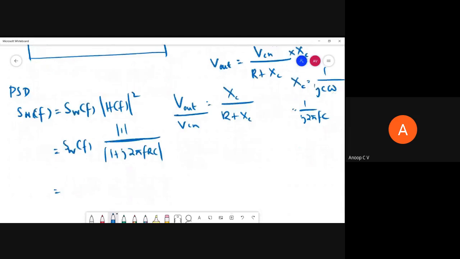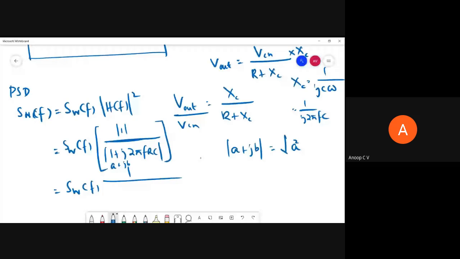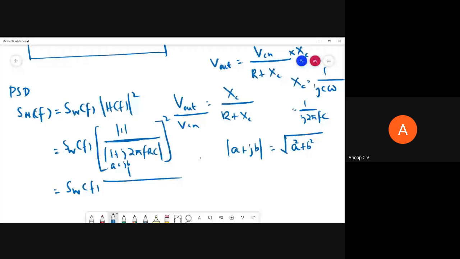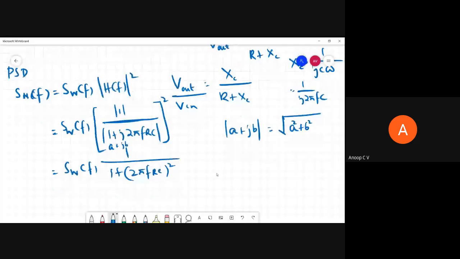So this will be SW of f into mod of 1, which is 1 itself. The mod of a complex number A plus jB is the root of A squared plus B squared. So the mod of 1 plus j 2 pi f RC will be the root of 1 plus 2 pi f RC the whole squared. Squaring it, Sn of f is SW of f times 1 by 1 plus 2 pi f RC the whole squared.